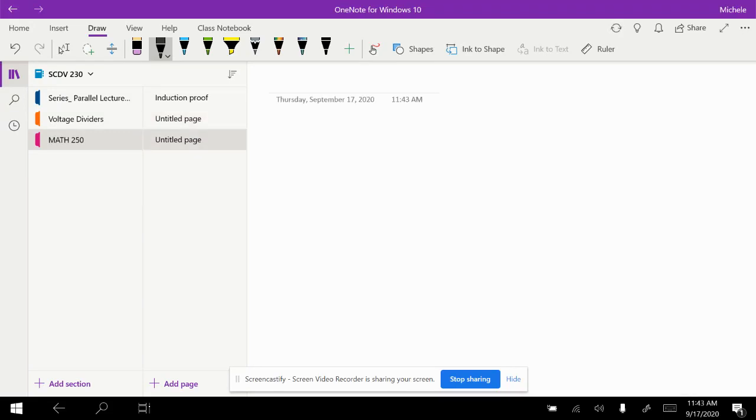Okay, let's prove by induction the math fact that the sum from k equals 0 to n of k is equal to n times n plus 1 over 2. Let me just double check that that's the math fact. I'm pretty sure that it is. So that's something in your notes.